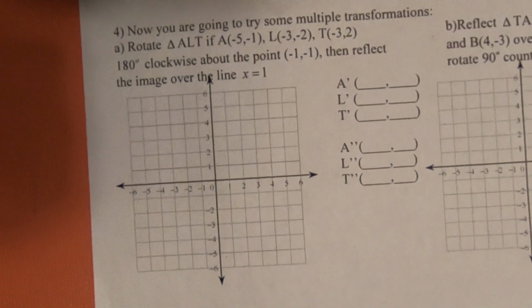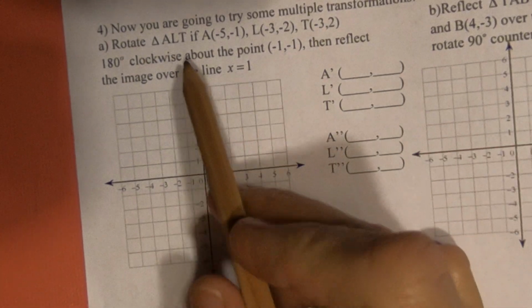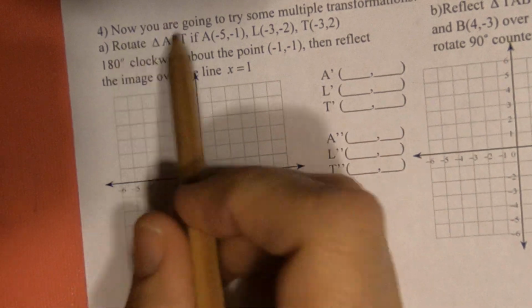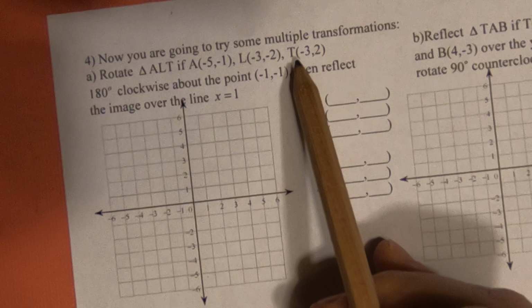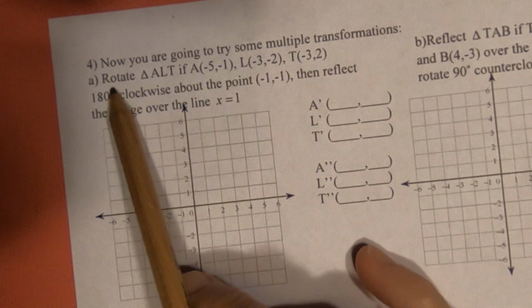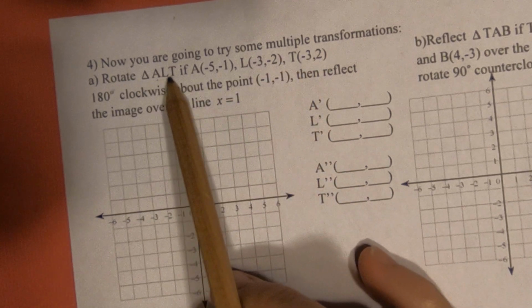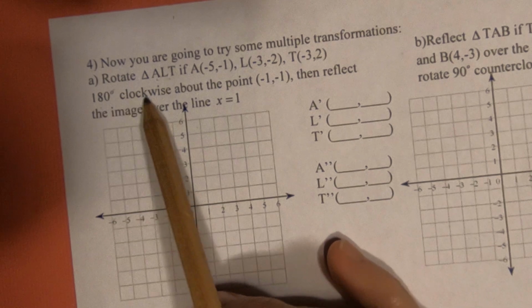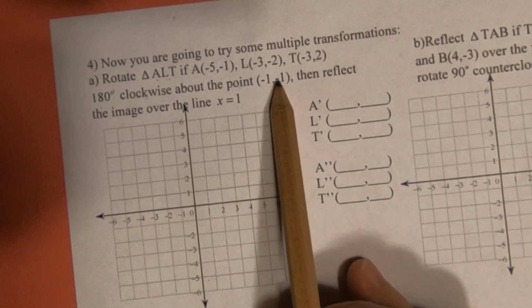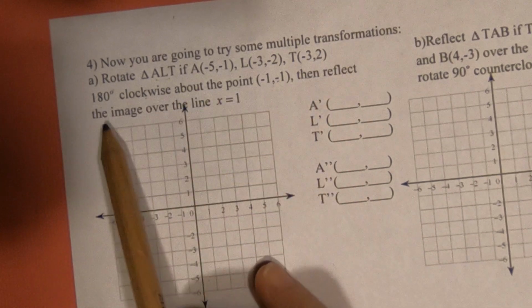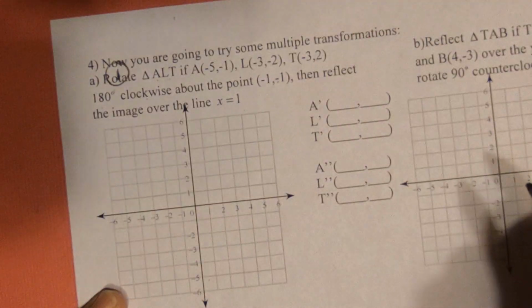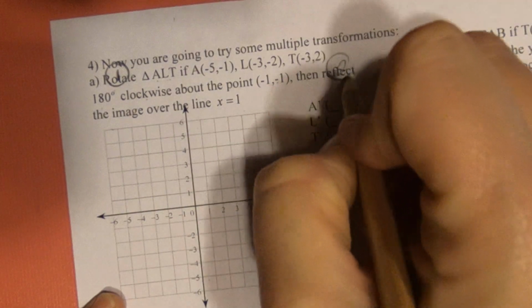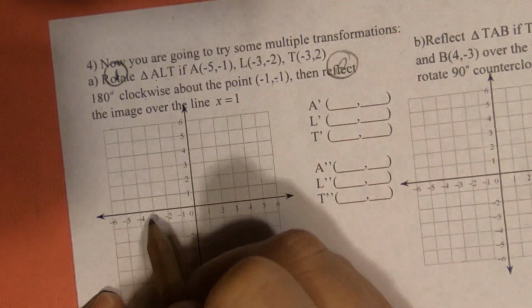Next, we are going to look at problem 4. All right. So in this problem, we're going to work on multiple transformations here. So that means that we're going to take and rotate triangle ALT with these points 180 degrees clockwise about the point -1, -1. Then we are going to reflect the image over the line x equals 1. So you're going to start here. That's the first thing we're going to do. Then we're going to do that second. So let's go ahead and first plot our points.